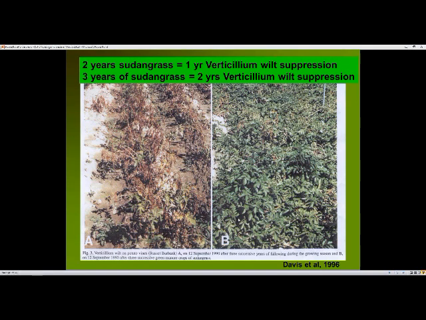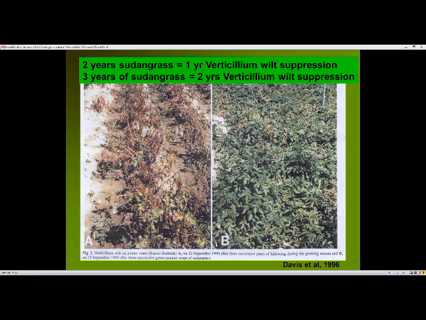So this picture is showing two plots in a field that had a long history of potato production and verticillium wilt. And in this picture here, where you see death of the potato crop, for 3 years before this plot was fallowed. Nothing was grown there. In contrast, this plot was grown to 3 years of full season summer Sudan grass crop.